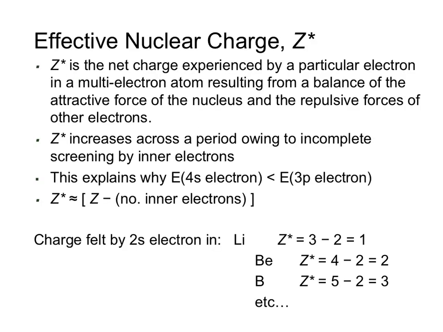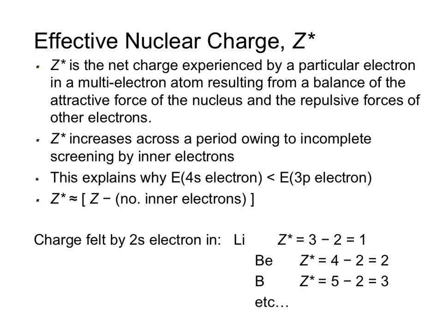Many of the properties that we're going to talk about in this video are a result of something called effective nuclear charge. The effective nuclear charge is the net charge which is experienced by an electron in a multi-electron atom, which results from a balance of the attractive forces of the nucleus and the repulsive forces of other electrons. The effective nuclear charge, often called Z effective, increases across a period because of incomplete screening by other electrons.